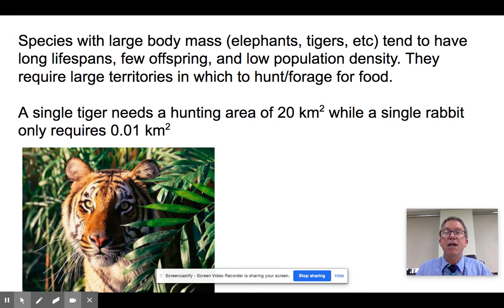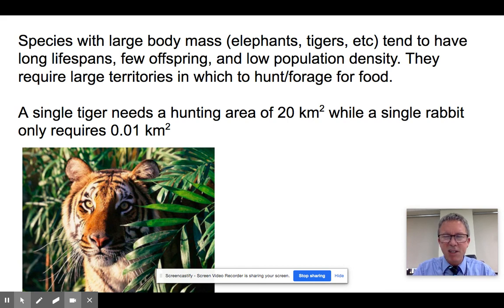Compare a tiger. An individual tiger, mind you, needs about 20 square kilometers of territory to call its own in order to hunt and live. Remember, it's a pretty high order, high trophic order organism. Whereas a rabbit, one hundredth of a square kilometer will do for a rabbit. So again, often these generalist species don't need nearly the amount of habitat range that some of the more specialized species do.